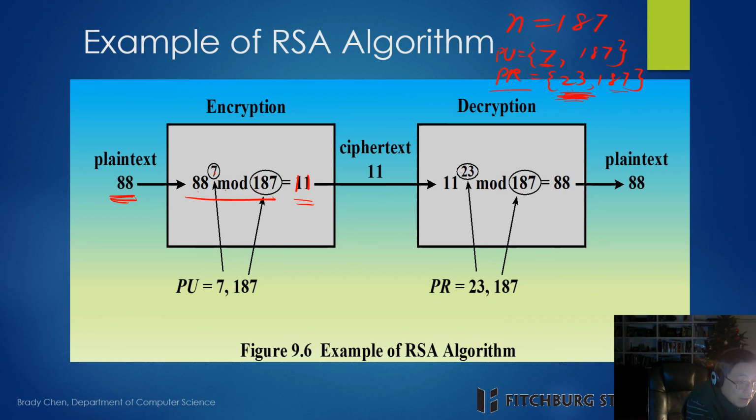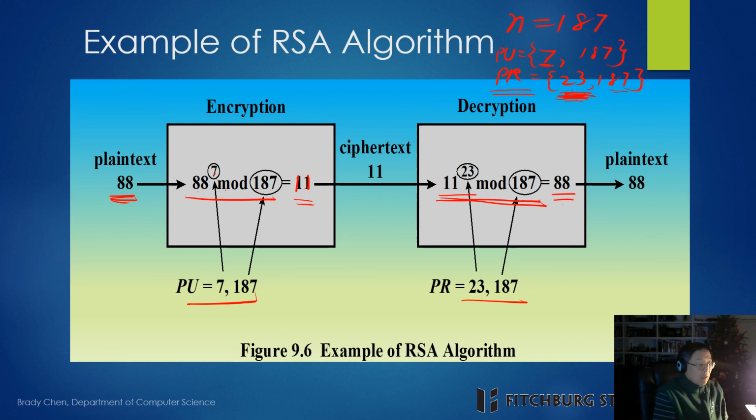That makes this a private key. So when the receiving side receives the ciphertext, hopefully only the receiving side knows the private key. So you can try to recover the plain text by doing this math: 11 to the 23 mod 187. That's another huge operation if we try to do this by hand, but by computer, it's relatively easy. Then you will find out this is 88. So we can easily just do this.